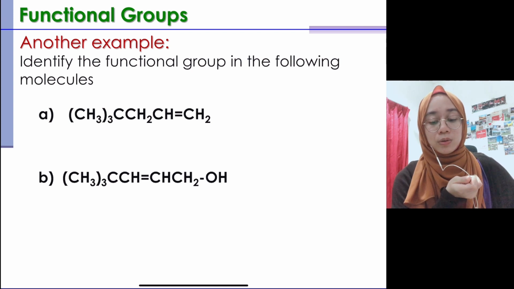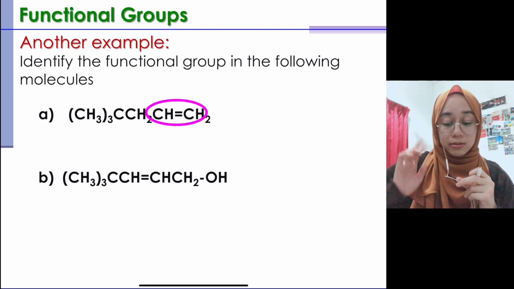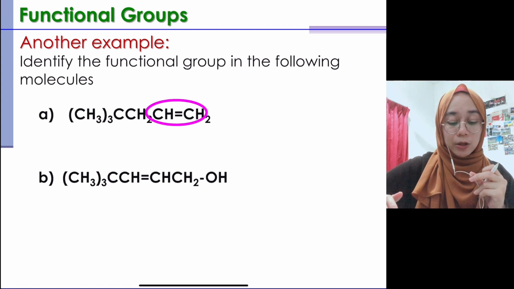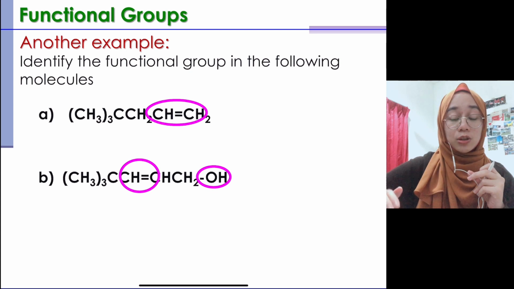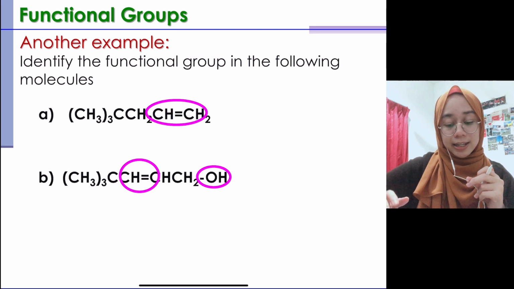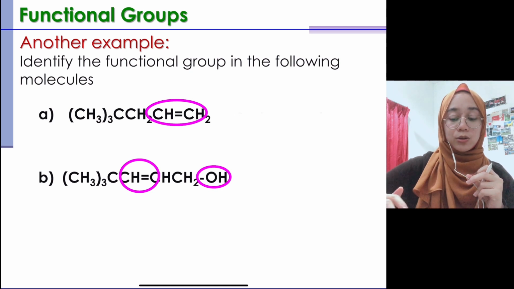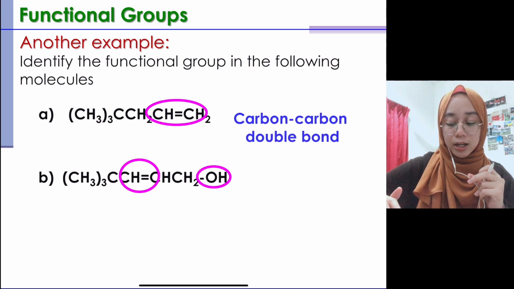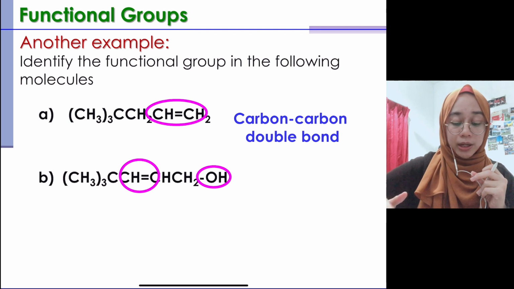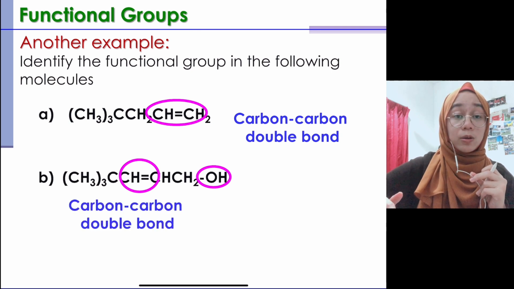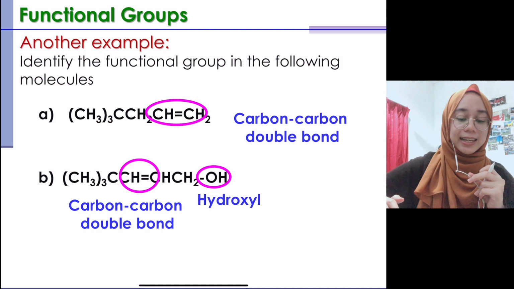Okay. So, untuk compound A, kita ada C double bond C. Yang tu yang lain daripada lain kan. Dan untuk compound B pula, kita ada 2 benda dekat situ. Satu adalah C double bond C, another one adalah OH. So, bulatkan tempat yang berkaitan sahaja. Okay. And then, tuliskan nama the functional group. So, in the case of A, kita ada carbon-carbon double bond. And B pula, kita ada carbon-carbon double bond and also hydroxyl.